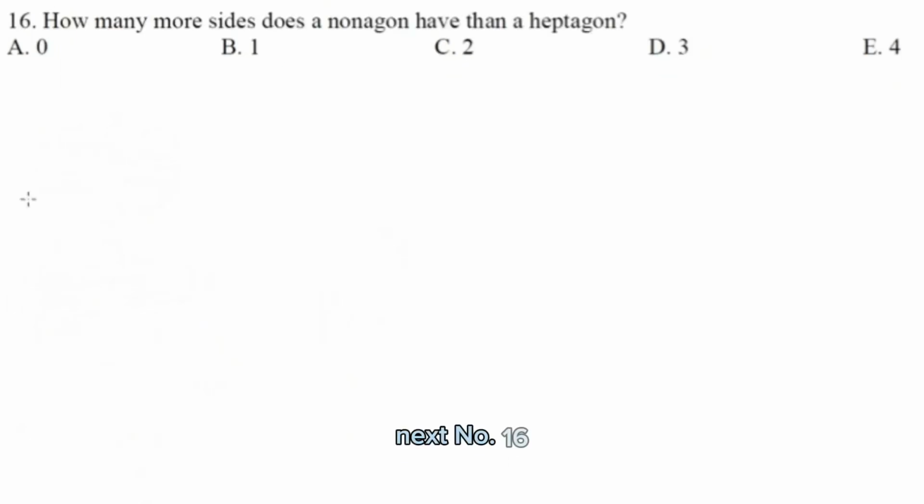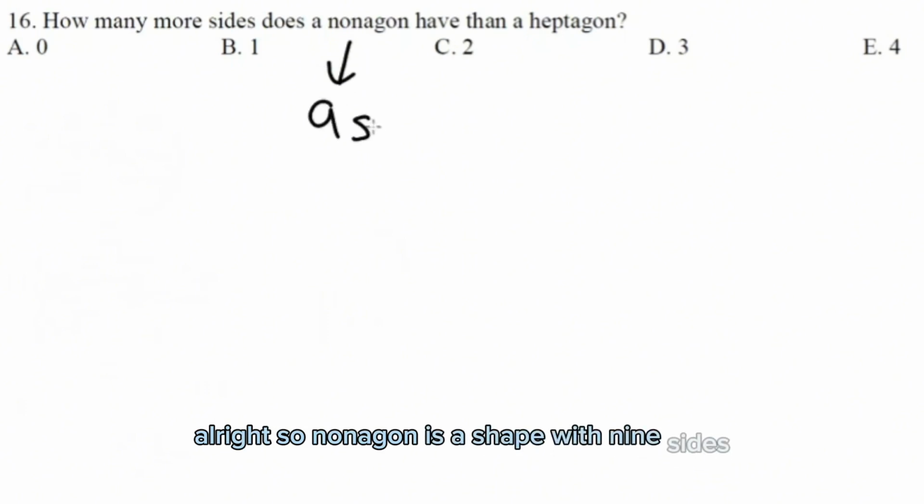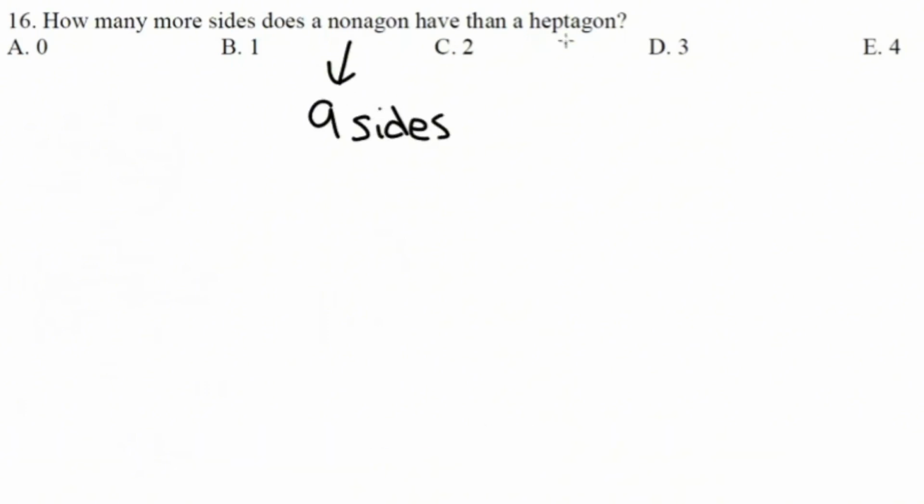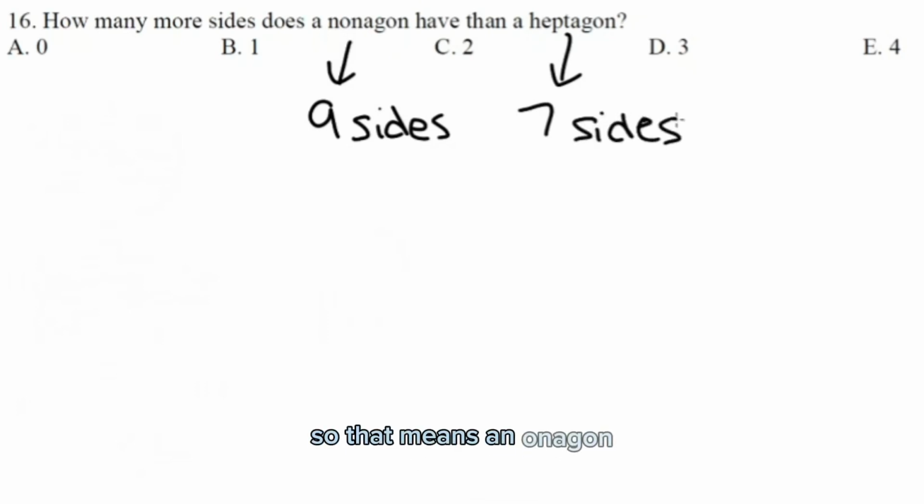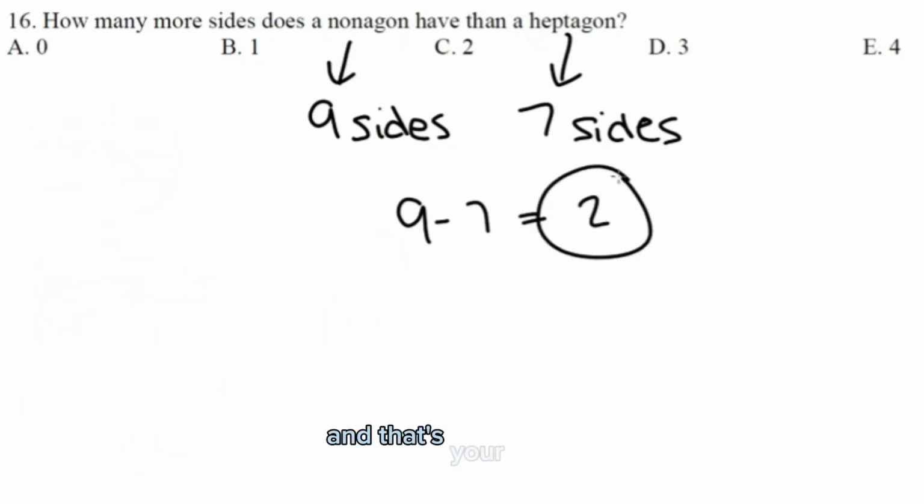Next, number 16. How many more sides does a nonagon have than a heptagon? Alright, so a nonagon is a shape with 9 sides, and a heptagon is a shape with 7 sides. So that means a nonagon has 9 minus 7 more sides than a heptagon. 9 minus 7 is 2, and that's your answer.